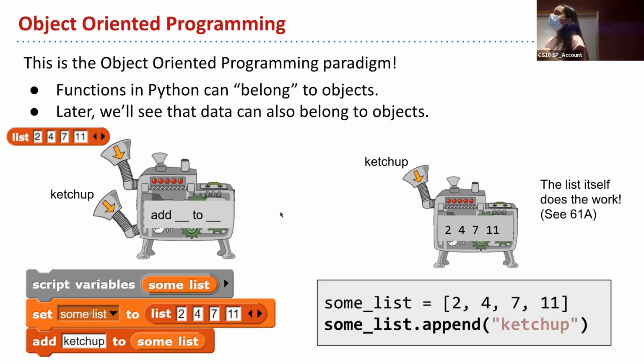Yes. So in the end, the list would be 2, 4, 7, 11, ketchup? Yes, exactly. It's going to just add it to the end of that.